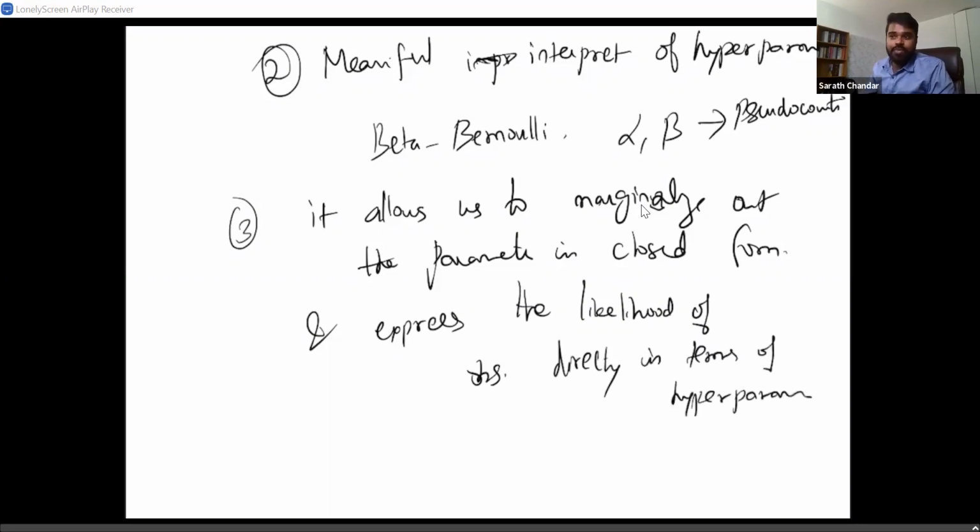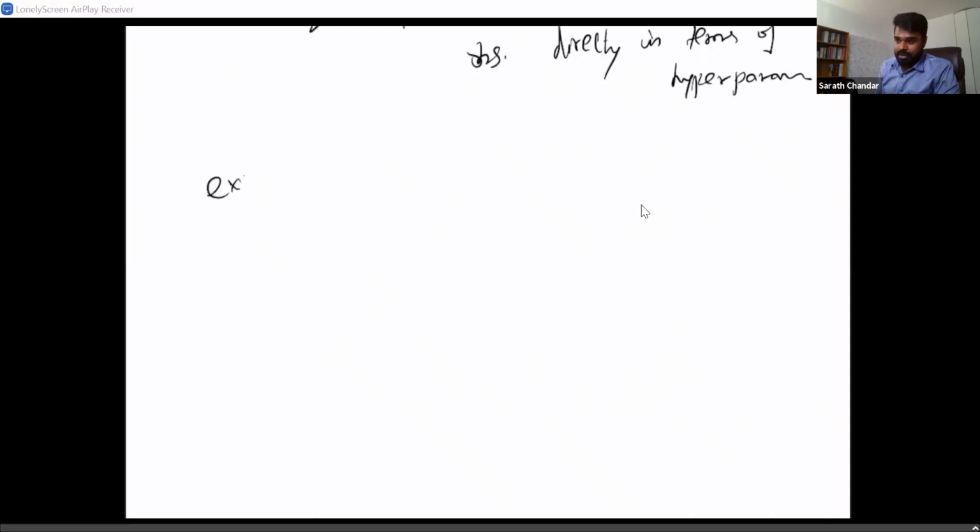If you have a conjugate prior, you can actually marginalize out the parameters and directly compute the probability of your likelihood by using just hyperparameters. Okay, let me give you an example. So let's go back to the same beta Bernoulli case.